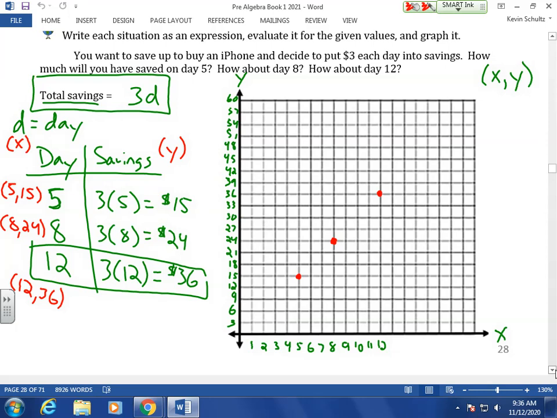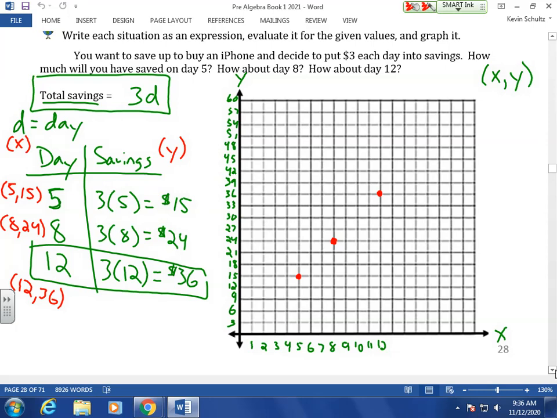Your graphs for these should all be lines because we're increasing at a constant rate, right? Every day is just up 3, up 3, up 3, up 3. It's not like we go up 2 one day and up 5 the next day, then we spend some, so down 1 the next day, and then up 10. That would be all over the place, but that constant rate is going to give us this straight line here.